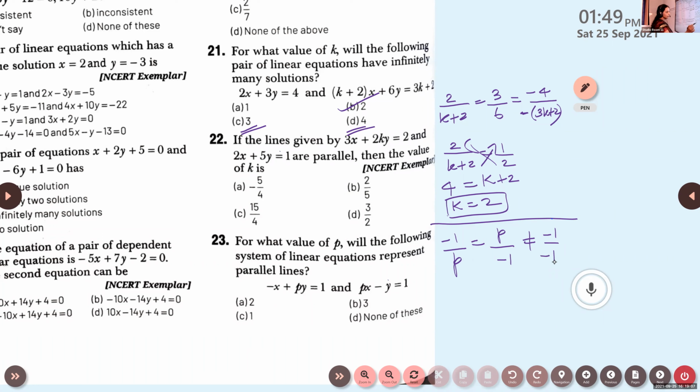So when you cross multiply this, what you will get? P square is equal to 1. Therefore, P is plus or minus 1. But what is the value given here? 2, 3, 1, none of these. Therefore, what is the option?